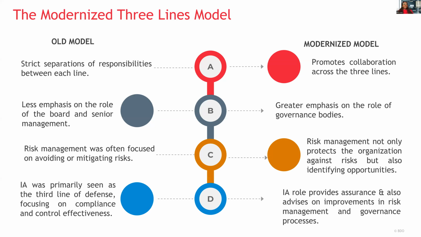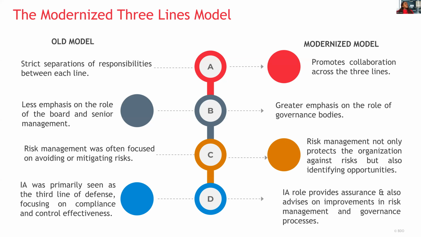The third change is the expanded scope of risk management. In the old model, risk management was mostly about avoiding or mitigating risks. With the modernized model, it's not just about avoiding risk anymore. It's about using risks to our strategic advantage. The model encourages taking calculated risks to drive innovation and growth, which means making smarter decisions based on the risks.